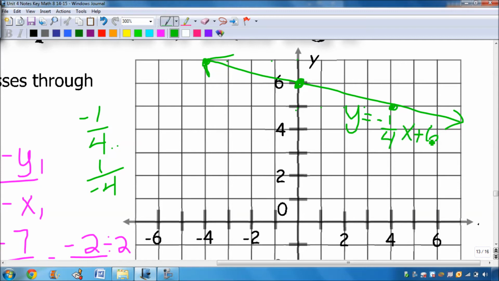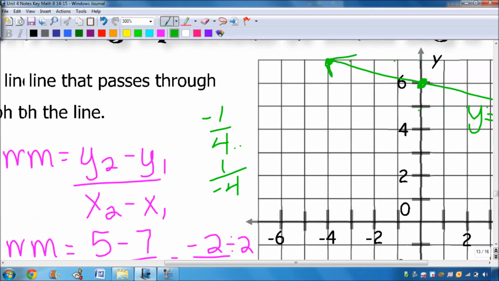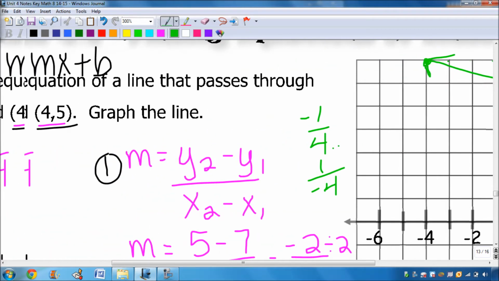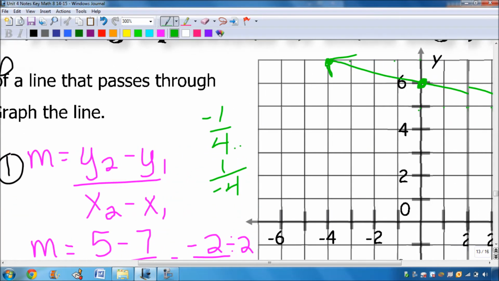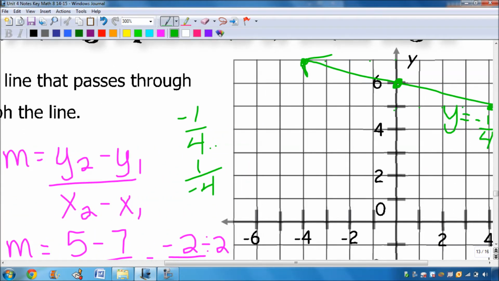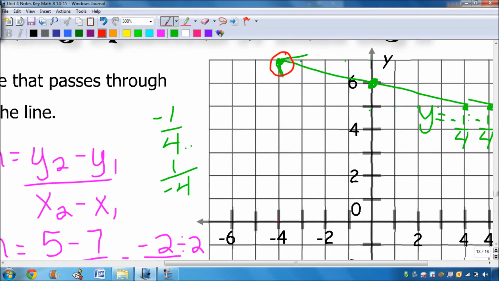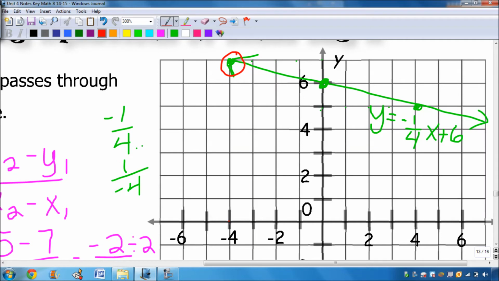Now, here's the thing. It says that it has to go through the points negative 4, 7, and 4, 5. So let's look and see if that really happened. Negative 4, 7 is to the left 4 and up 7. So here's negative 4, 7. It went through that point, okay? And then 4, 5 is to the right 4 and up 5. It also went through that point. So I know I'm good to go for this question because the line went through both points.